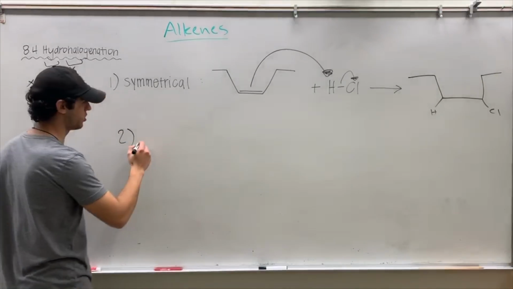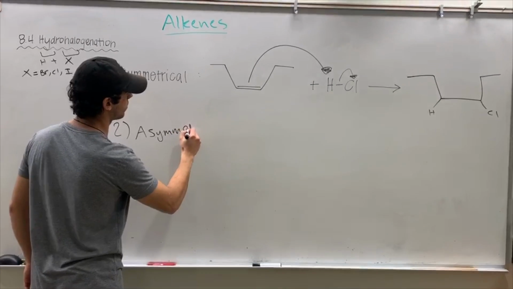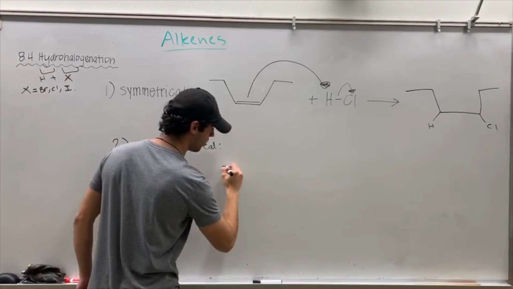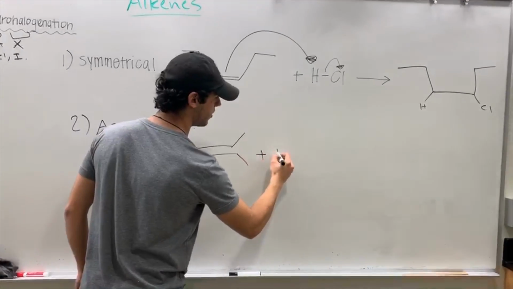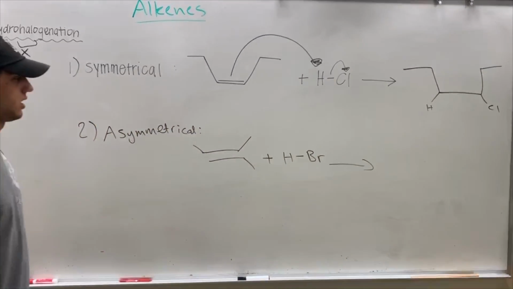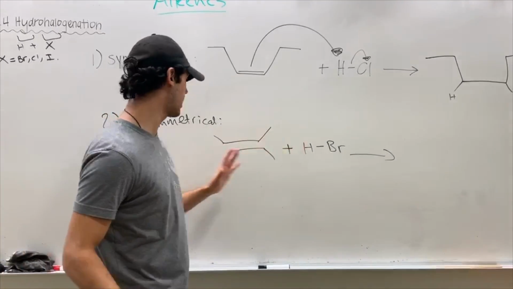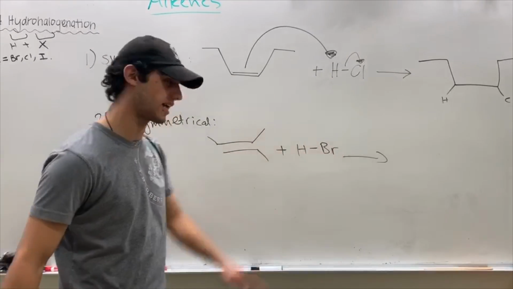Our second case, which is asymmetrical. Recall the alkene, which we have an example of here, and I'm going to add it to HBr and we'll see what the result is going to be. I'm going to draw the full mechanism for you, because in asymmetrical cases you need to care where the hydrogen is going to get added and where the bromine is going to get added.